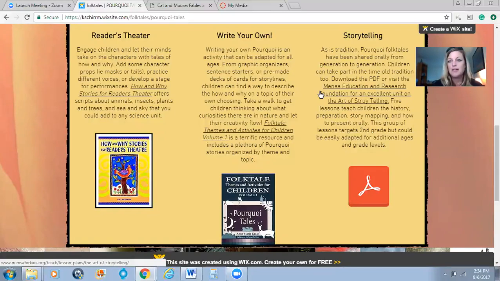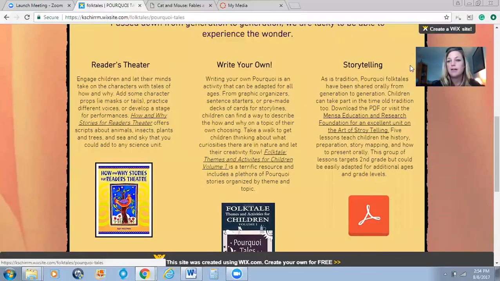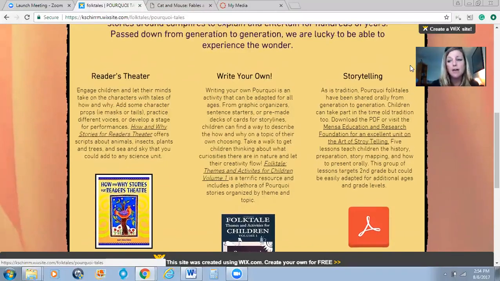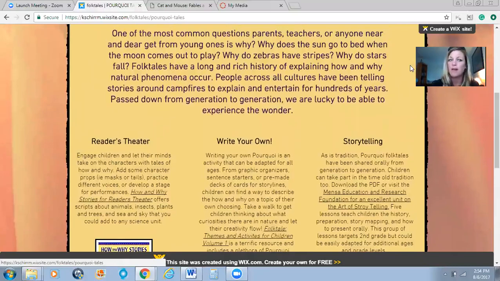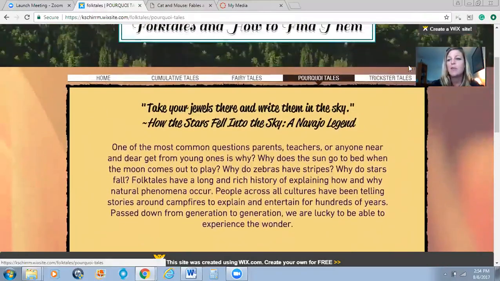And then the storytelling piece over here, I stumbled across this from the Mensa Education Research Foundation, and it is 5 lessons. There's extensions on it as well, but how to become a storyteller. It's targeted for 2nd grade, but again, it could easily be adapted for any age level, any grade level.